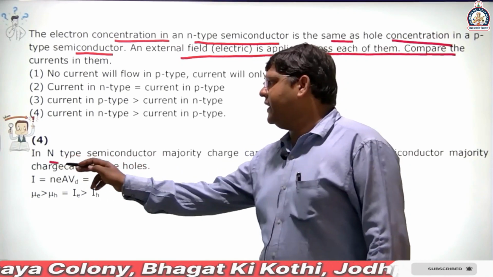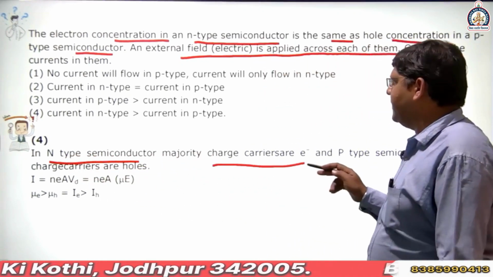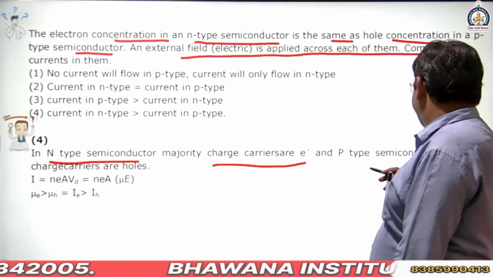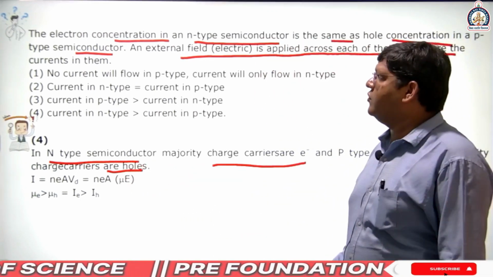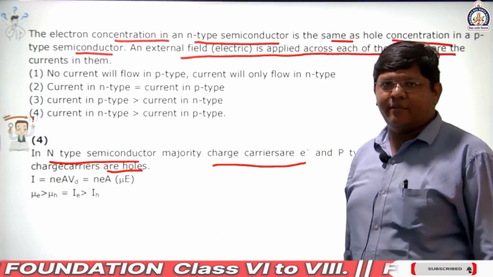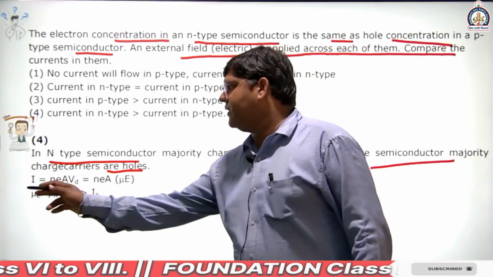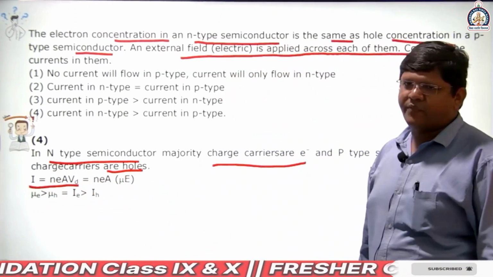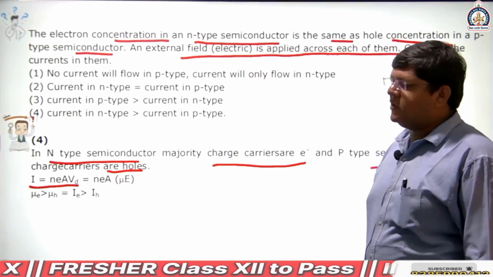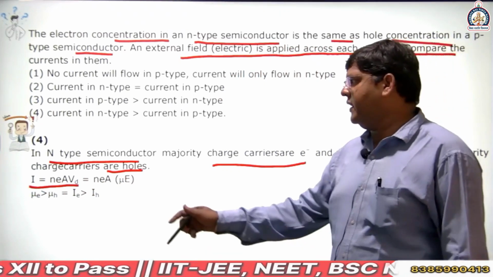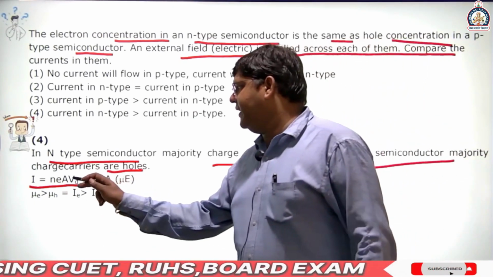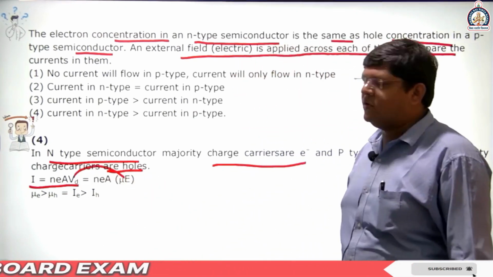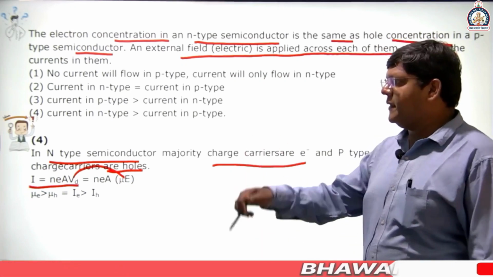Now, we know in N-type semiconductor the majority charge carriers are electrons and in P-type the majority charge carriers are holes. According to the question, they are both equally numbered. Now, the formula for current is I is equal to nAeVd, where n is number of electrons, e is charge of an electron, A is area, Vd is drift velocity. Putting the value of Vd as mu E.